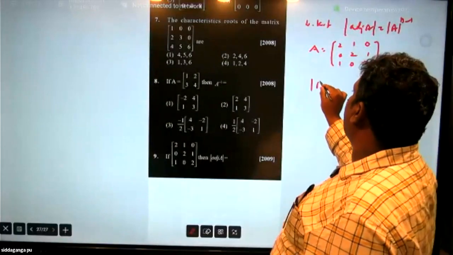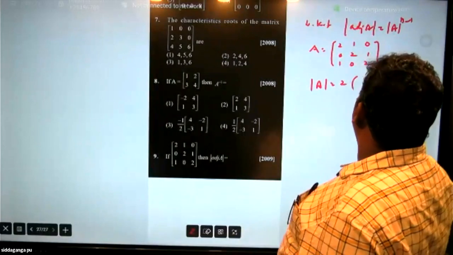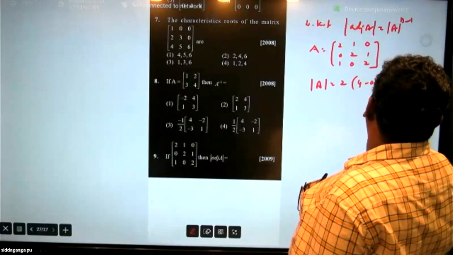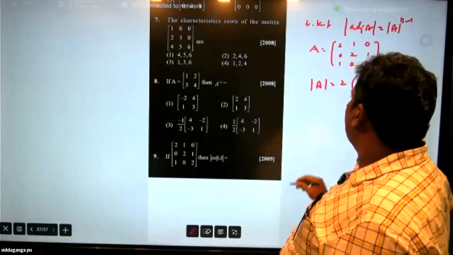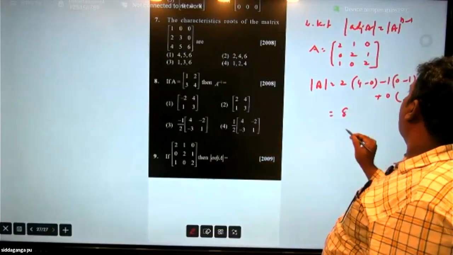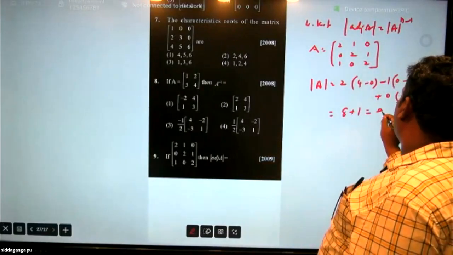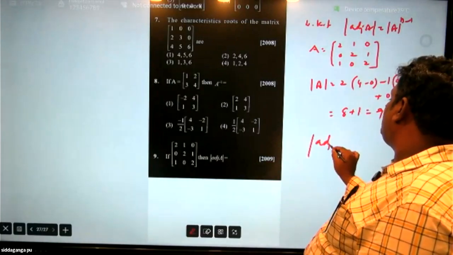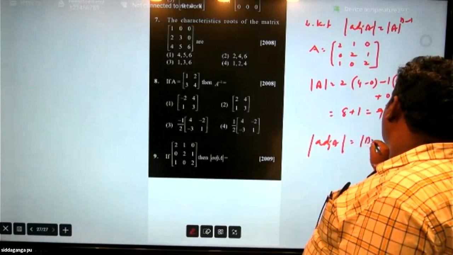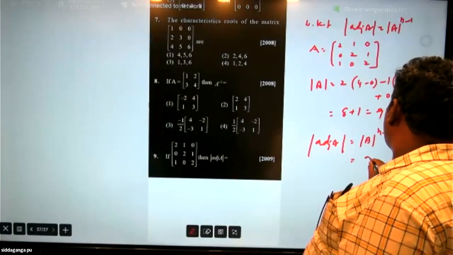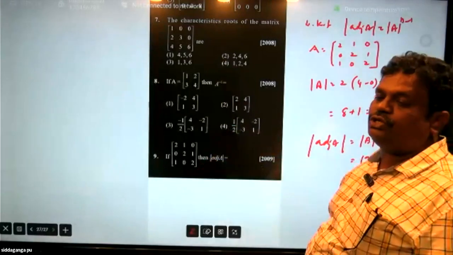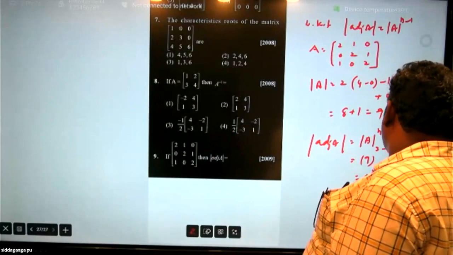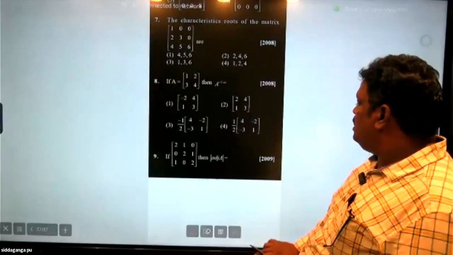Now we calculate determinant A. 2 into 4 minus 0, 1 into 0 minus 1, plus 0 into anything is 0; leave that calculation. 4 twos are 8, here minus 1 into minus 1 plus 1, that is equal to 9. That is determinant A. Now determinant of adjoint A is determinant A power n minus 1. Determinant A is 9, and n is the order of the matrix, 3 by 3, so 3 minus 1. This is 9 squared, which is 81.